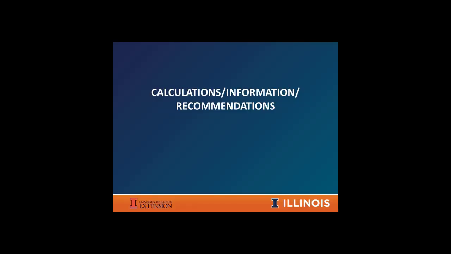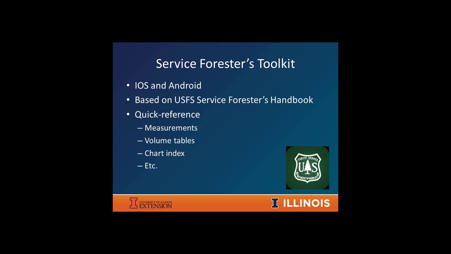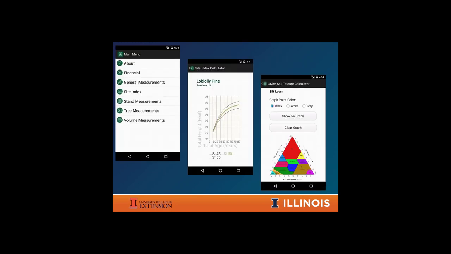Now, in terms of calculations and information, there are some other apps that just give you good information at your fingertips. There's one from the Forest Service called the Service Foresters Toolkit. They basically took the old toolkit publication and made it into an app, and it has tons of information about forestry, calculations, forestry measurements, spacings, and site indices. All of it is right there at your fingertips, and you can have it in the field to reference. Lots of good information in there.